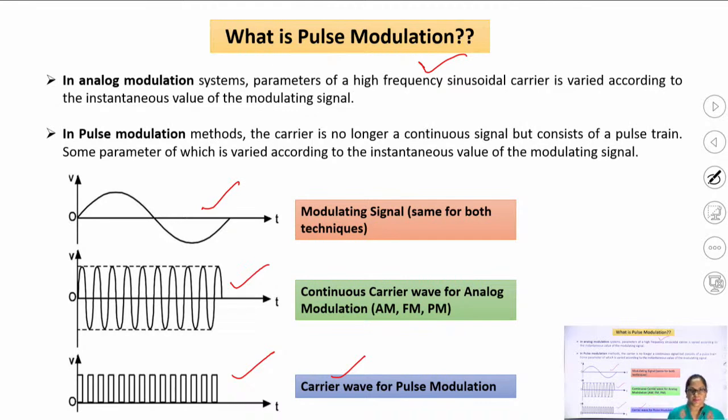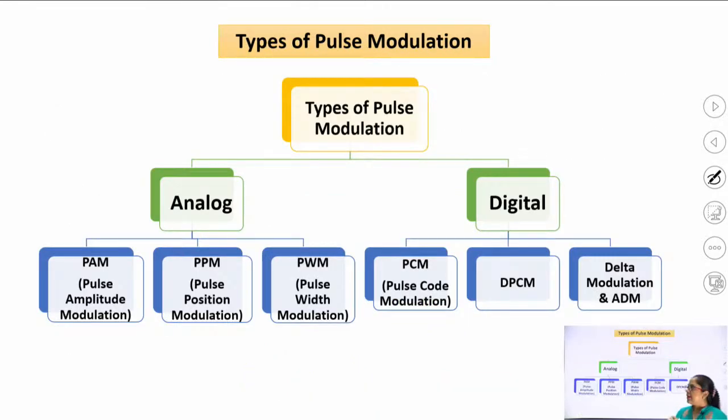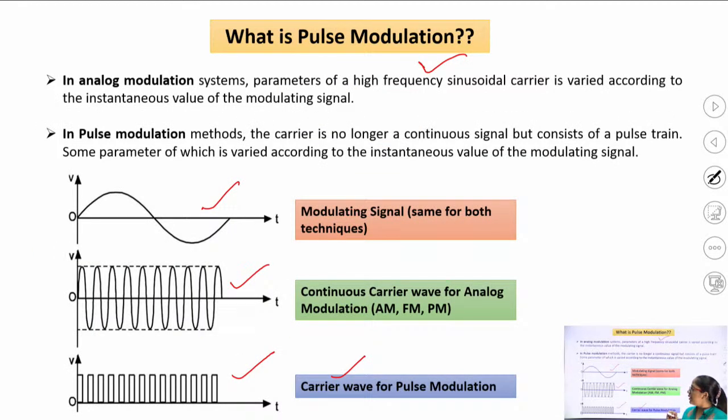So pulse modulation we can categorize further as analog pulse modulation and digital pulse modulation. In analog pulse modulation, we have pulse amplitude modulation, pulse position modulation and pulse width modulation. What is the meaning of these? In pulse amplitude modulation, the amplitude of these pulses varies according to the amplitude of our message signal. Its width and position remain constant when we are performing pulse amplitude modulation.